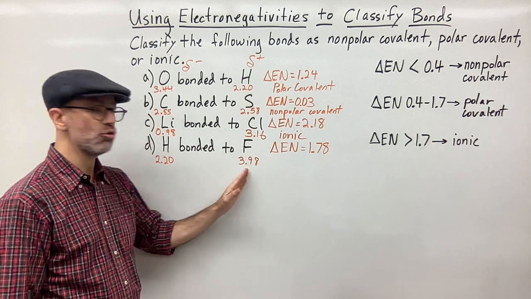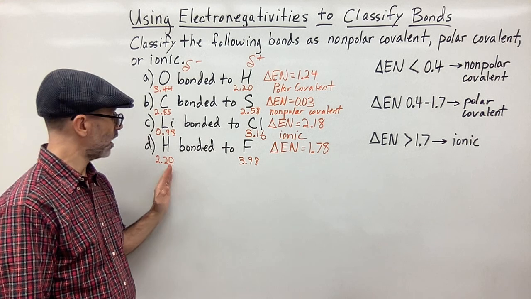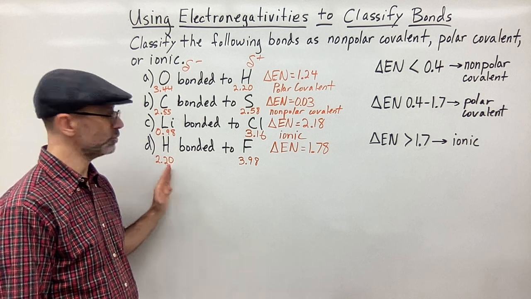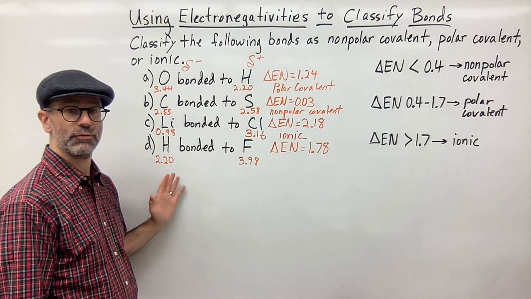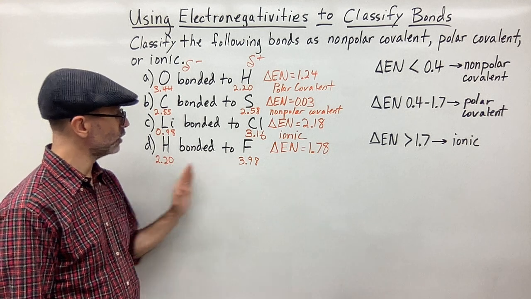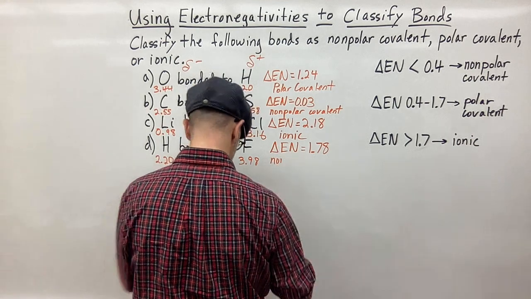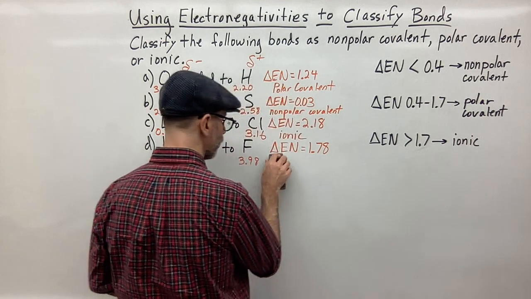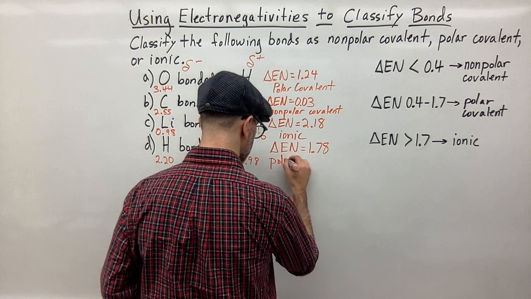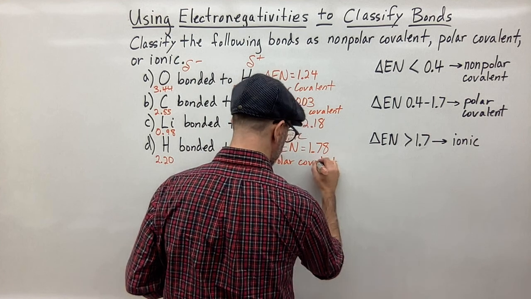we have two nonmetals here, so we're going to label this as polar covalent because we get ionic bonds not from two nonmetals, but from a metal and a nonmetal. So we would label this as polar covalent.